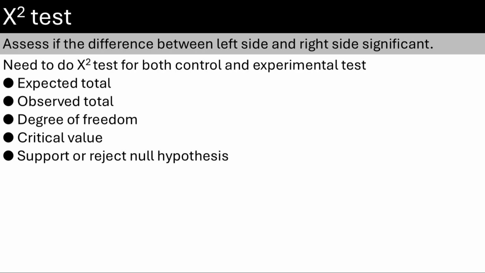After you record the results from the control and experimental group, chi-square tests for both groups need to be conducted to see if there is a significant difference in the number of wood bugs from the two different sides. The next slide will show you how to calculate expected total and observed total.